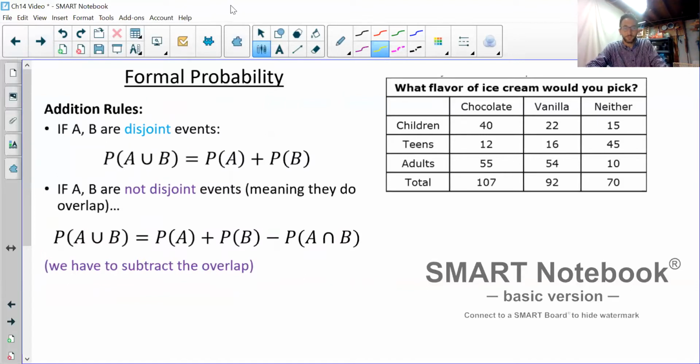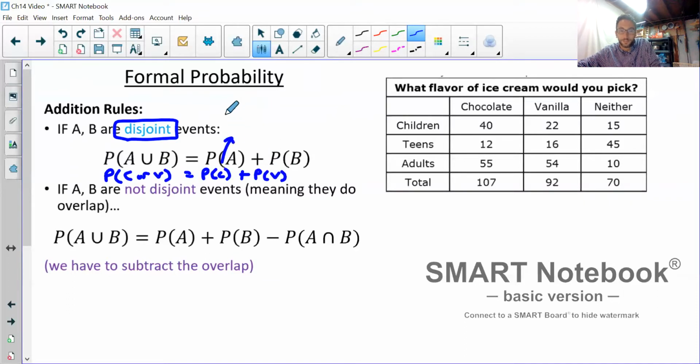Now, talking about these addition rules. The probability of A or B equals A plus B, that's only true if we have disjoint events that don't overlap. For example, if I looked at the probability that someone's favorite flavor of ice cream over there is chocolate or vanilla, I take the probability of chocolate plus the probability of vanilla.